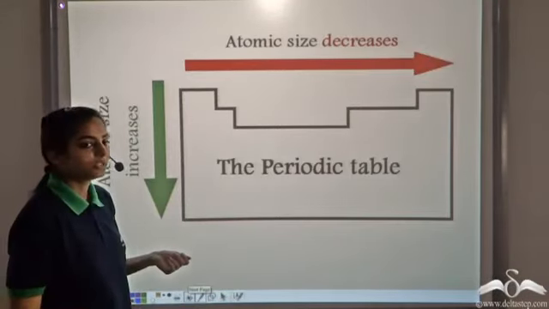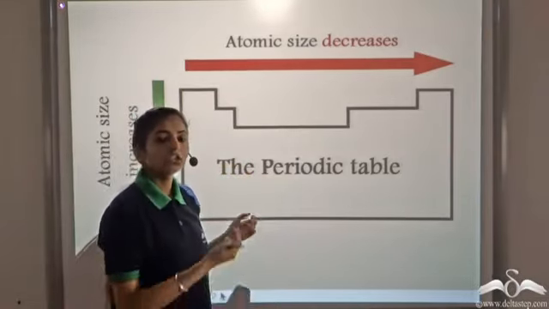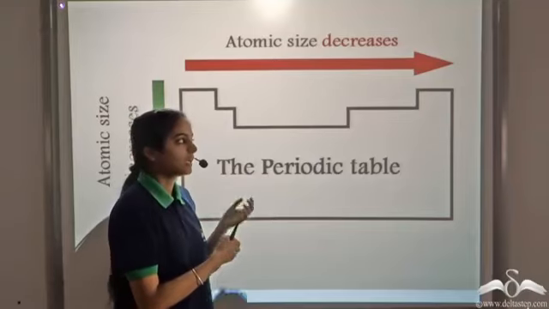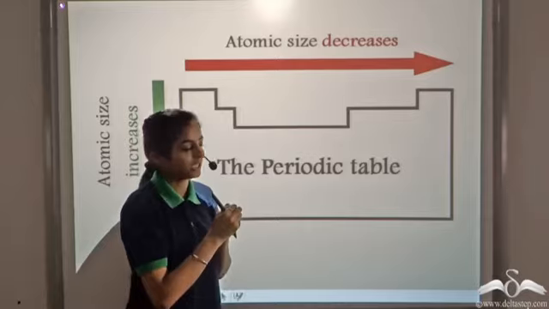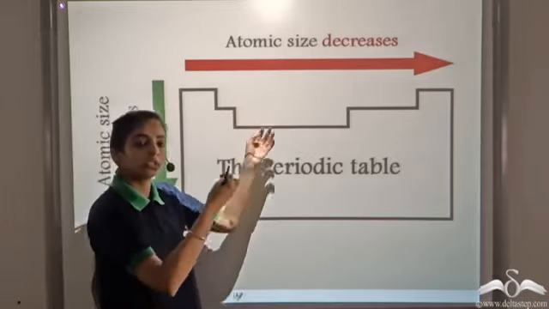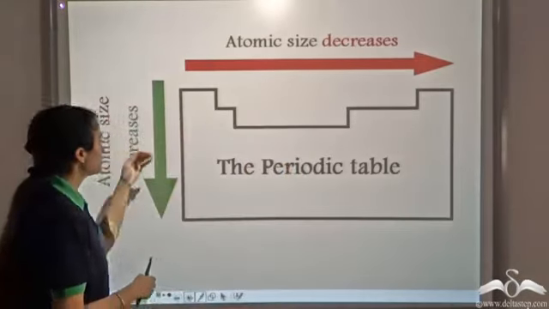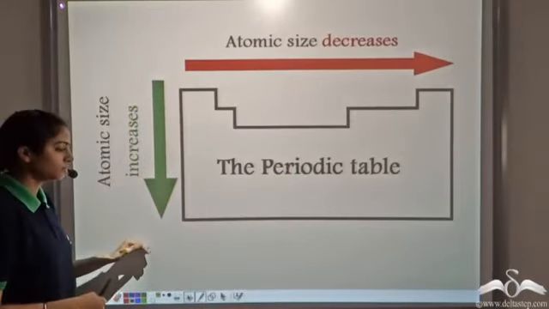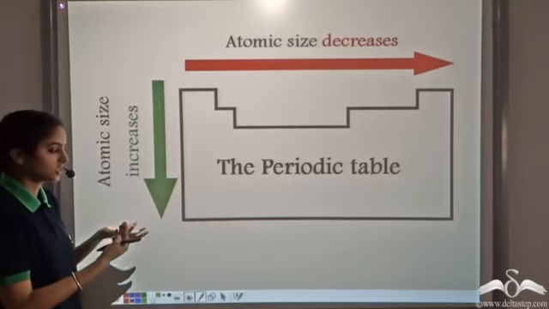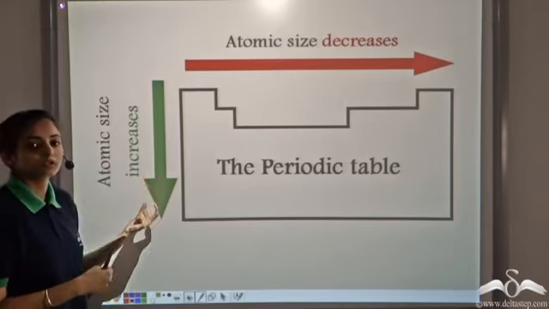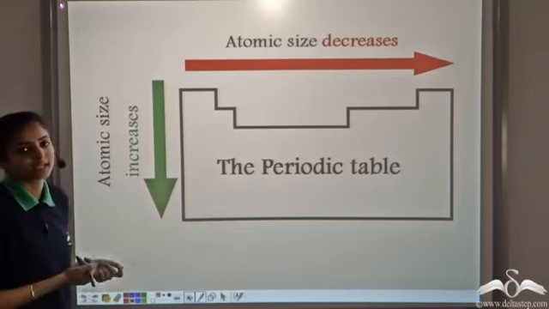So in the periodic table, whenever we move from left to right in a period, due to increased nuclear charge and the number of shells remaining the same, the pull of the nucleus on the outermost shell increases. Therefore, they tend to pull it more towards the nucleus, and so the atomic size decreases. Moving from top to bottom in a group, the number of shells increases. Also, the nuclear charge increases, but the increased number of shells overweighs the increased nuclear charge, and in effect, the atomic size increases.